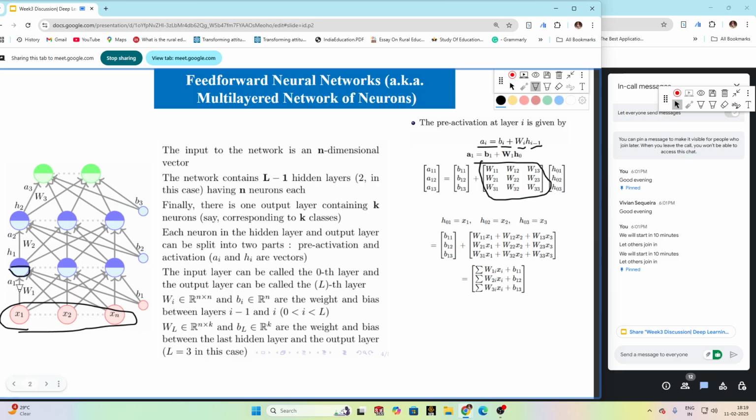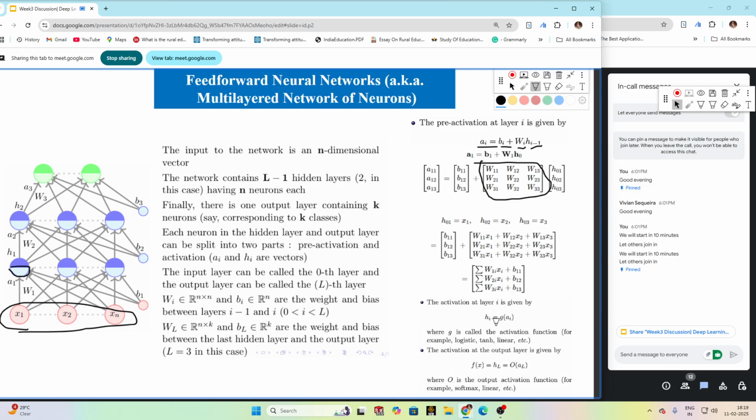Now after pre-activation we put this into an activation function called G, which can be a sigmoid function or any other function. Then we get the post-activation, or the output of this neuron, that is H1. So Hi will be G(Ai). We first find Ai, then put it in an activation function, and we get the output of that neuron. That is all about this.